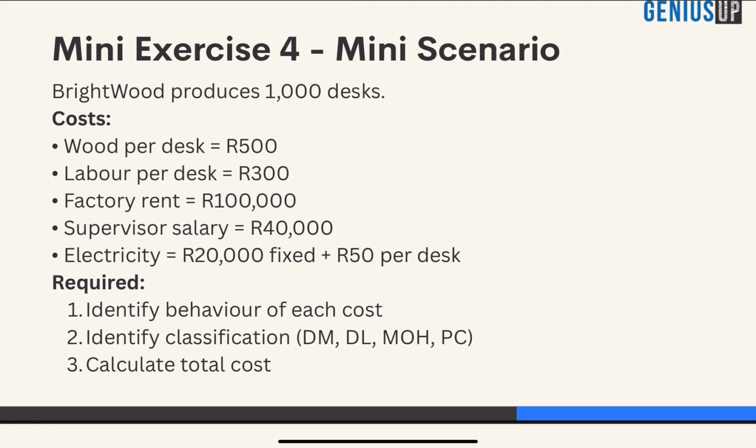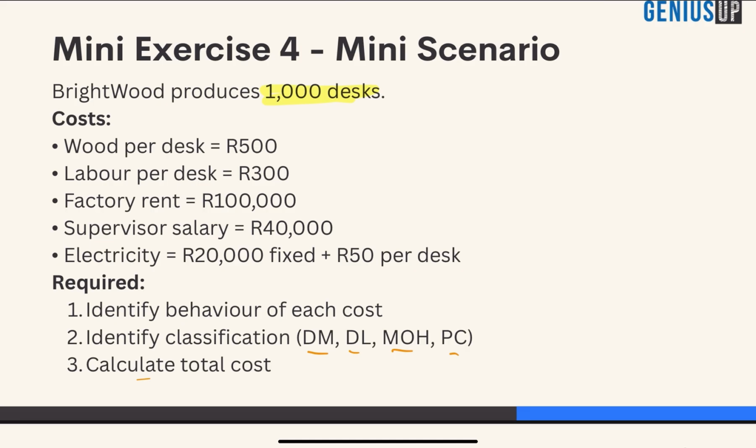So in this case, we have a company, Brightwood, which produces 1,000 desks, right? And they give you a number of costs. And then they say you must identify for each of the costs above the behavior of each cost. You must identify classification, whether it's direct material, direct labor, manufacturing overhead, or period cost. And you must calculate total cost. So I really want you to pause, attempt this, and then we'll work through it together.